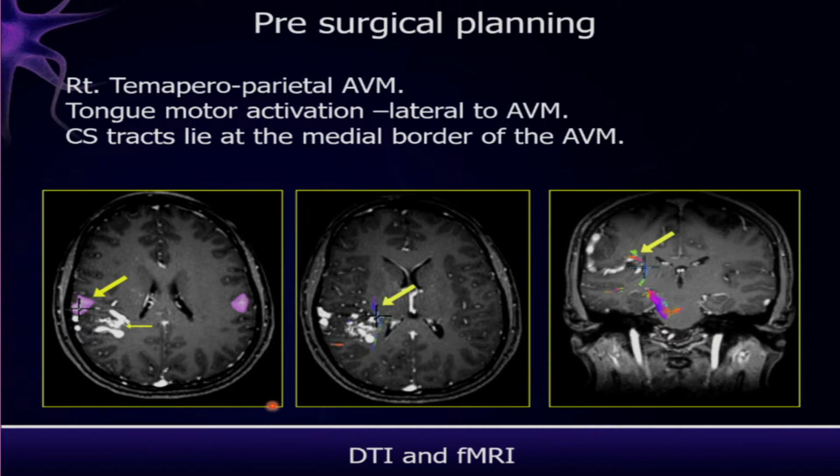This is a patient with arteriovenous malformation. The white color areas are the dilated vessels. The tongue motor area, the pink color area you can see, is immediately lateral to the lesion. The second and third images, the middle and right-hand corner images, are from DTI to demonstrate corticospinal tracts, which lie immediately medial to the lesion. This is very valuable information for the surgeon or interventional radiologist who is going to treat this.